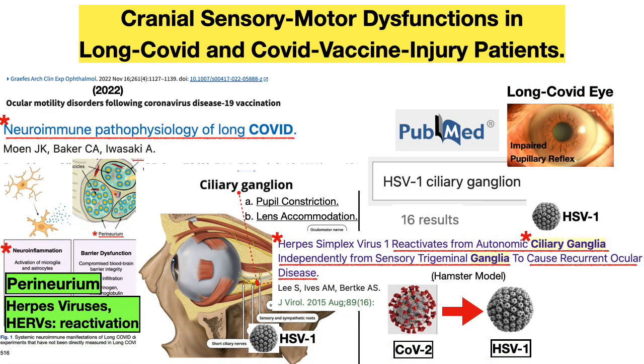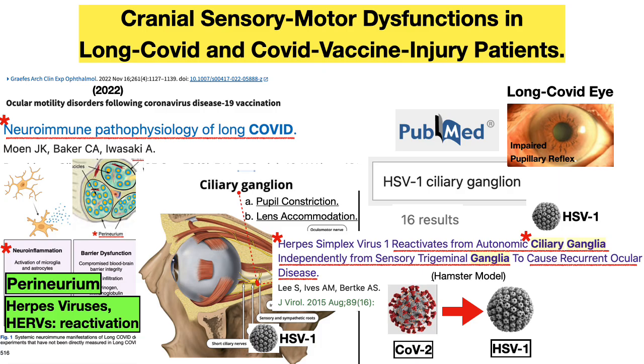In prior YouTubes on this channel, we have discussed the potential reactivation of herpesviruses as well as human endogenous retroviruses from the glial cells that compose the perineurium, the connective tissue sheath that surrounds bundles of axons in peripheral nerves as well as cranial nerves.